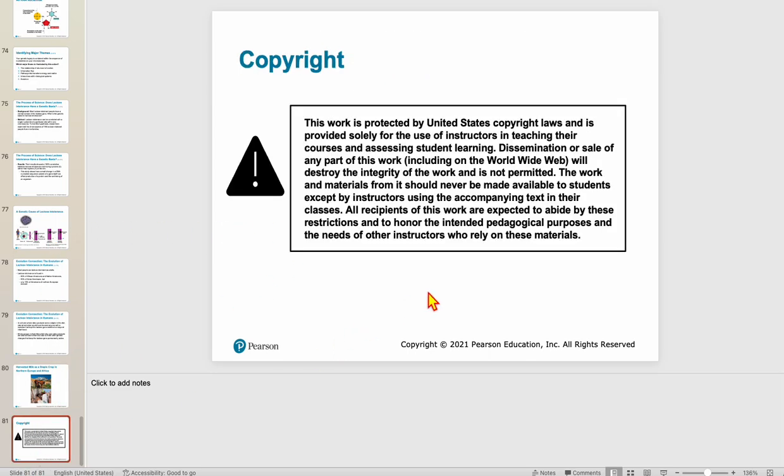And that is the end of the chapter. So now you're ready to move to chapter 4.